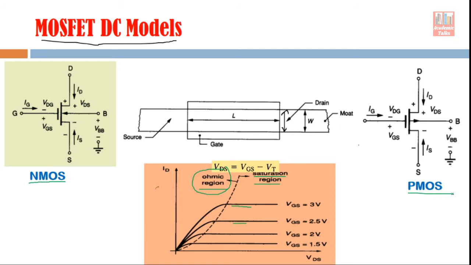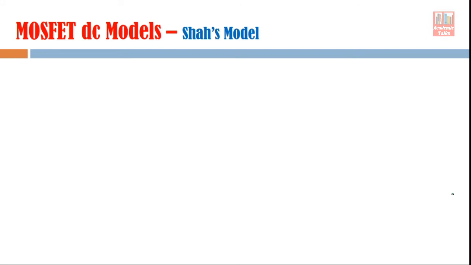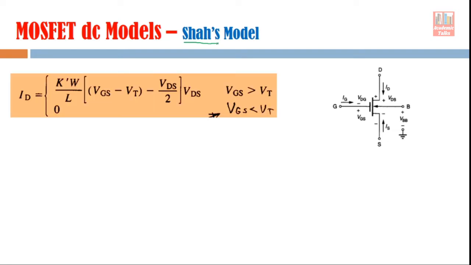DC model means some mathematical expressions which tell you about current and voltages. So now let's see. First we are going to discuss a model which is developed by Shah. Shah is the surname of the scientist who was working on this model. This is the symbol of the NMOS device, and the basic model is listed here. This derivation you have also seen in earlier semesters. So from there you know that drain current in MOSFET is given by this equation.